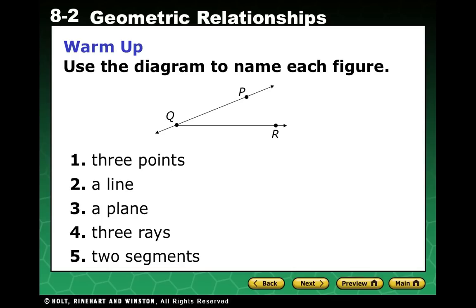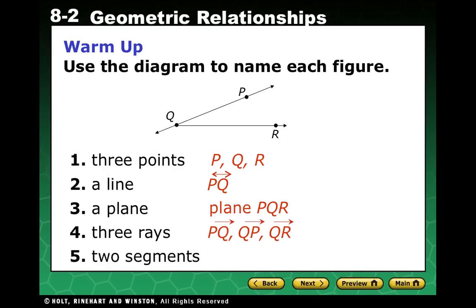Our 3 points are P, Q, R. The line in this figure is QP or PQ. The plane needs to be named by 3 points that are not all collinear. So plane PQR. 3 rays are QP, PQ, and QR. And the 2 segments are QP and QR.